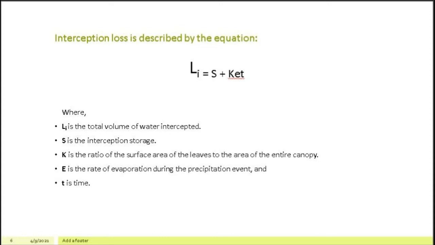Interception loss is described by the equation L sub I is equal to S plus KET, wherein L sub I is the total volume of water intercepted, S is interception storage, K is the ratio of the surface area of the leaves to the area of the entire canopy, E is the rate of evaporation during the precipitation event, and T is for time.